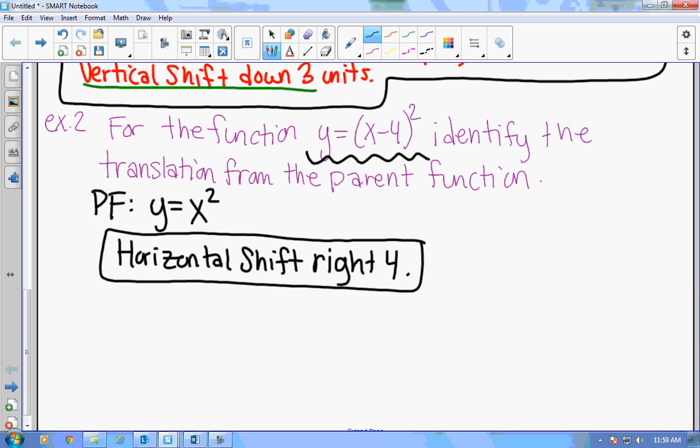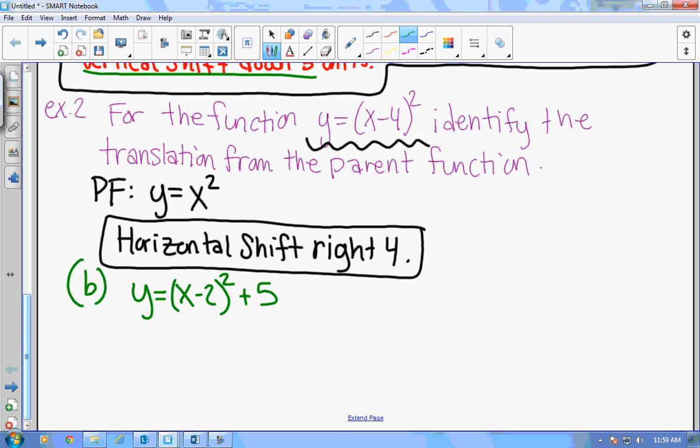Okay, I think we need to practice one of those. Let's try another one. We'll just do this as part B. I'm going to do the same thing, and all you have to do is, in 4 words, tell me the translation. Y equals x minus 2 squared plus 5. I lied. This one's 8 words. Why am I saying it's 8 words now? Because we have 2 translations.